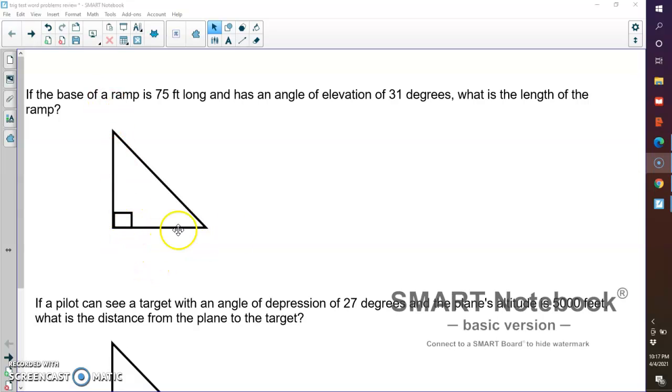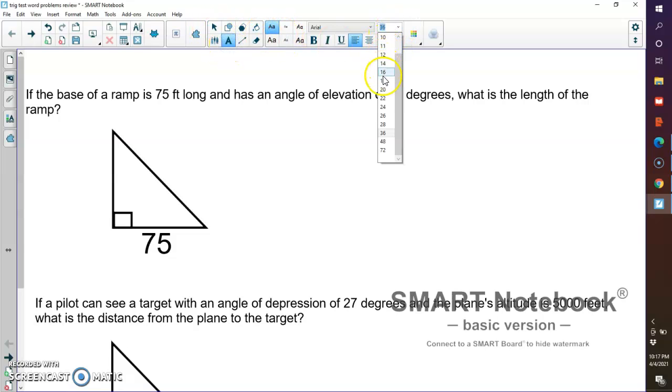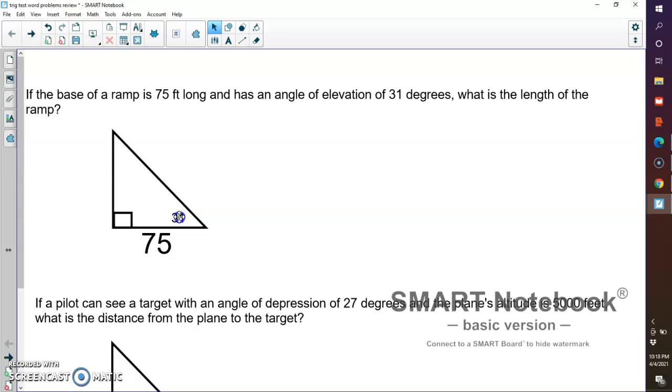So the base of a ramp is down here. You've got to understand, here's my base. So that becomes 75. All right, and let me just fix this here real quick. Okay. So then our angle of elevation, our angle of depression is always going to go in here. Always going to be in the bottom right corner. So I'm going to put that there.